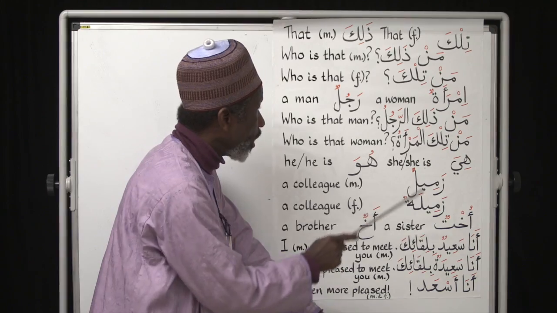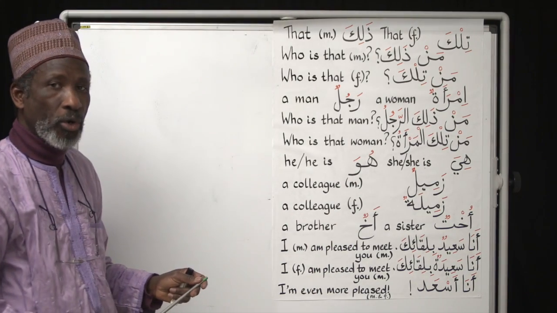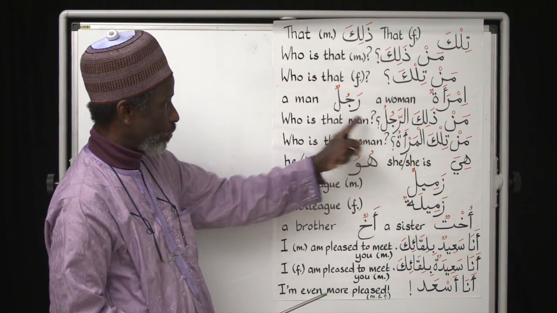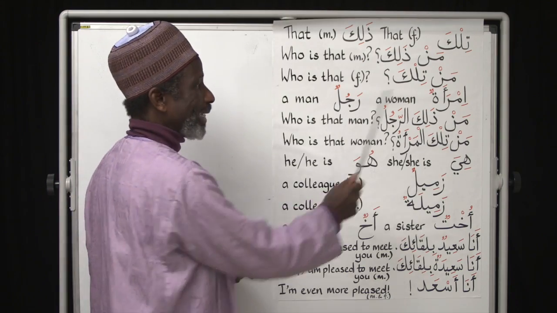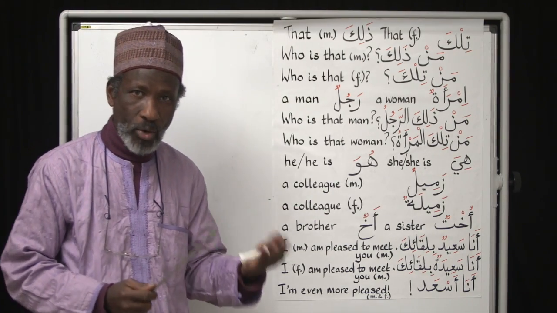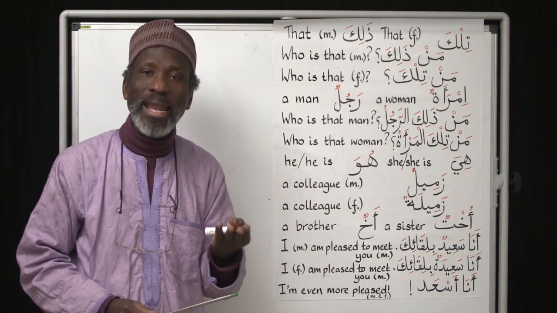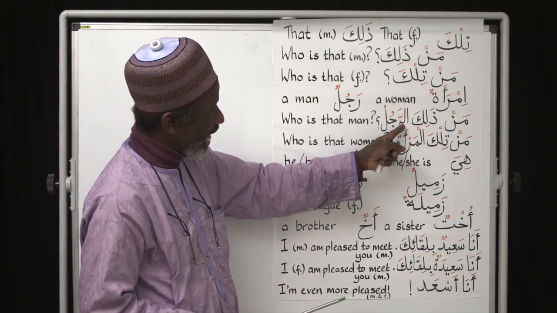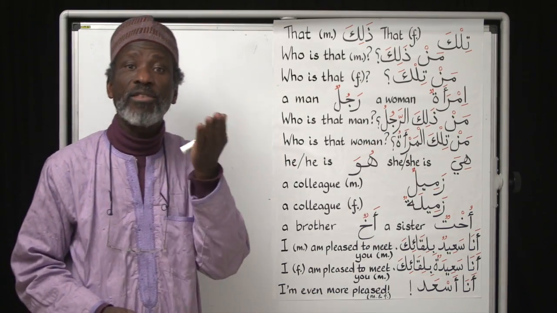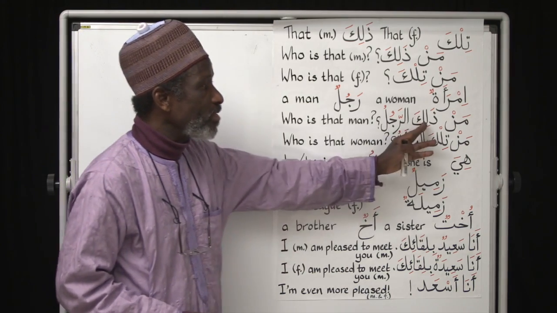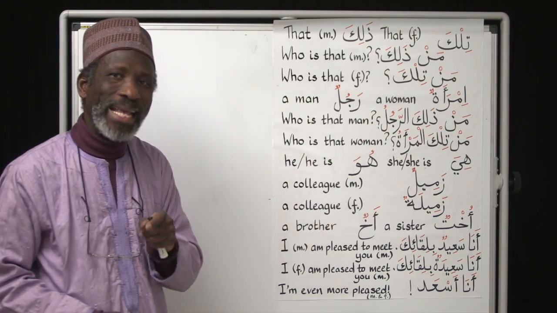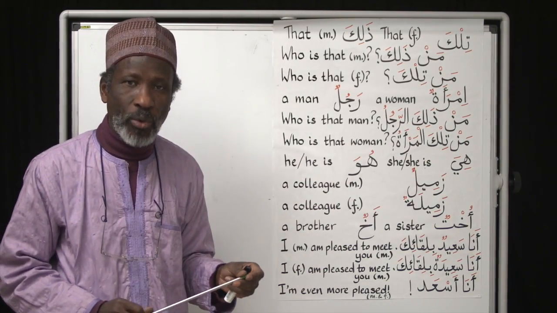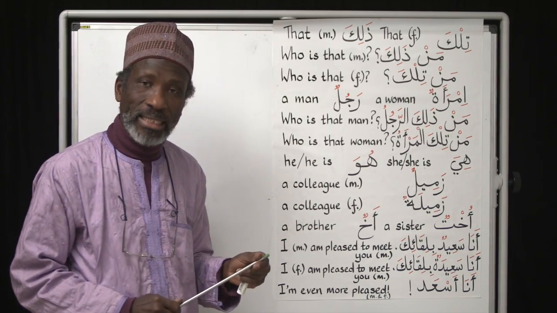So we have man dhalika rajulu. If you remove the man, you say dhalika rajulu, that man. You put your interrogative particle to ask a question at the beginning. Man, who? Man dhaalika, who is that? Because we have al after dhaalika, it is only that, not that is. So man dhaalika rajulu, who is that man? Man tilka al-mar'atu, who is that woman?